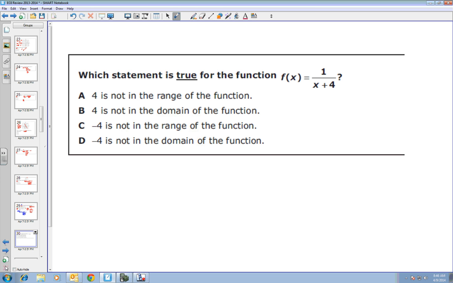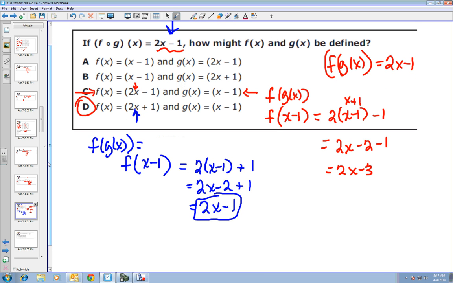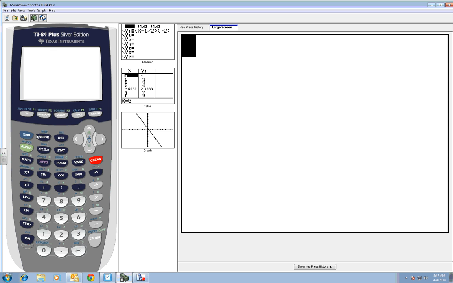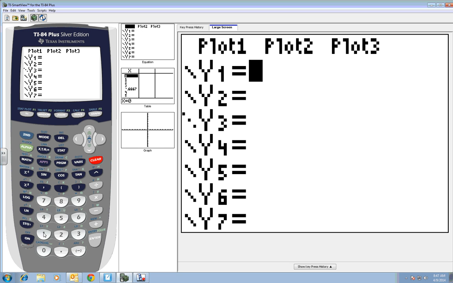Go back real quick. All right, so while he's copying this one down, I want everyone to look at the next one. Which statement is true for the function 1 over x plus 4? So if it's talking about domain and range, what should you probably do? Graph it. So I want everyone to graph it, and then we're going to talk about our choices.